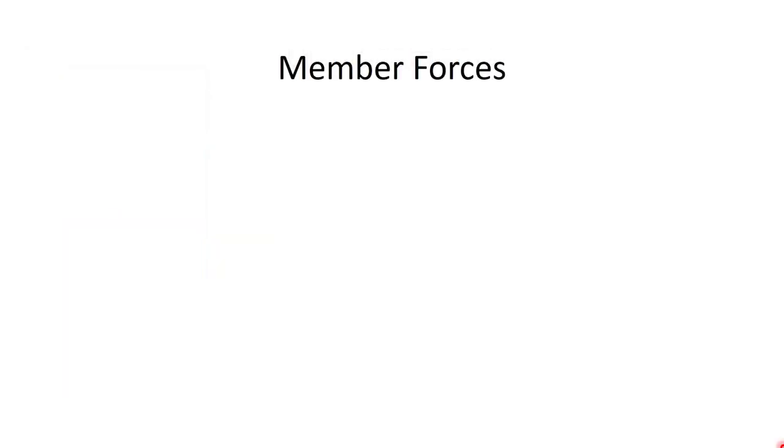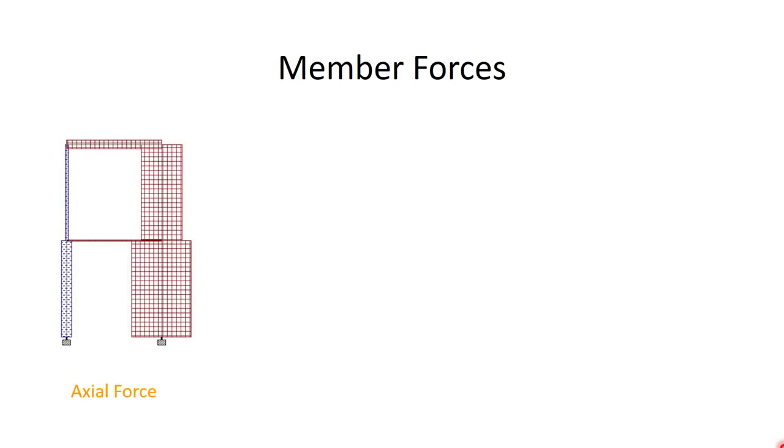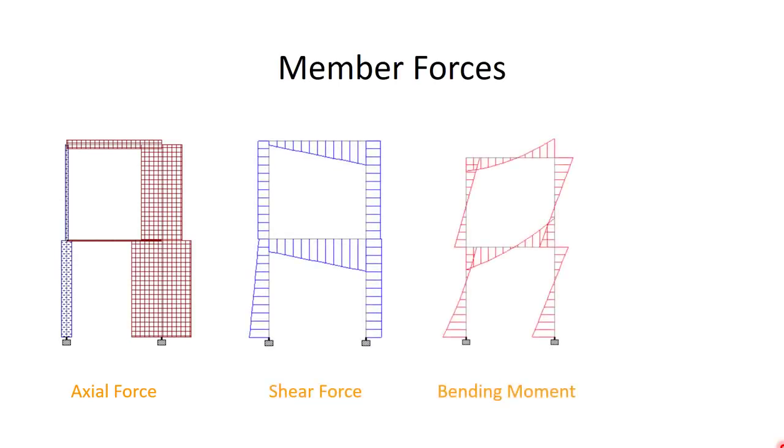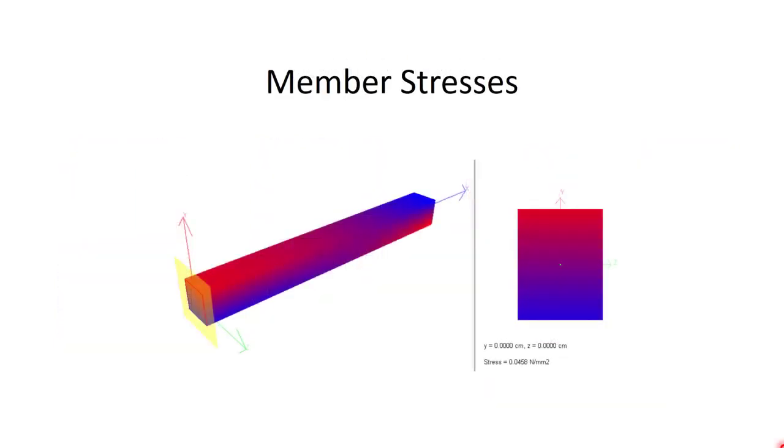The next output is the member forces, which in essence is the most important output which we need to understand and have the knowledge of as well. That is the axial forces. This is the axial force diagram of the structure sample. This is the shear force diagram, the bending moment diagram, and the torsional moment diagram. Using these diagrams for the values, you end up creating or designing the member itself. These member forces translate into the member stresses.